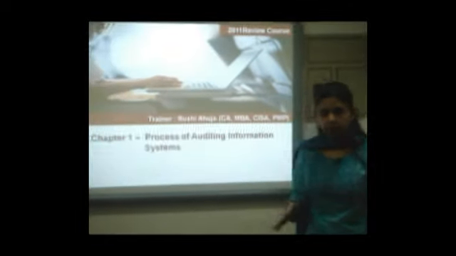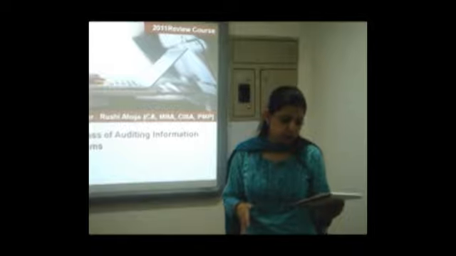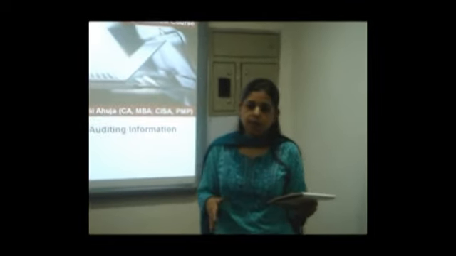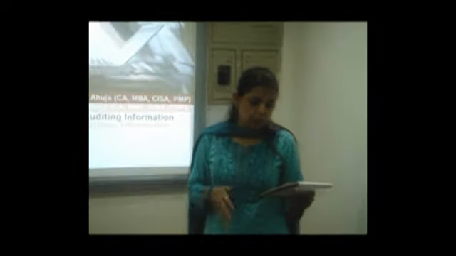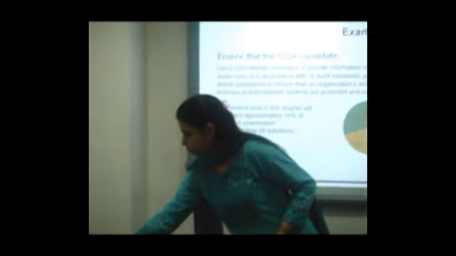Now, this whole course is organized into 5 chapters. Starting with chapter 1 is process of auditing the information systems. Chapter 2 is about governance and management of IT. Chapter 3 is information systems acquisition, development and maintenance. Chapter 4 is information system operation and maintenance. And chapter 5 is protection of information assets. Let's go through chapter 1 first.